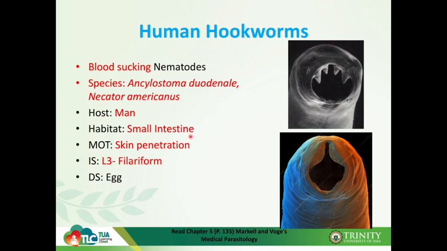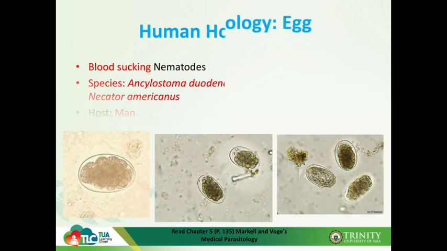The habitat would be the small intestine. Mode of transmission is skin penetration. That is why this group of parasites are a bit set apart from our previous discussion because previously we talked about parasites that are ingested, diba? Yung embryonated eggs nila are ingested. This time, they enter the human host via skin penetration. Infective stage is the filariform larva, and then diagnostic stage would be the egg.